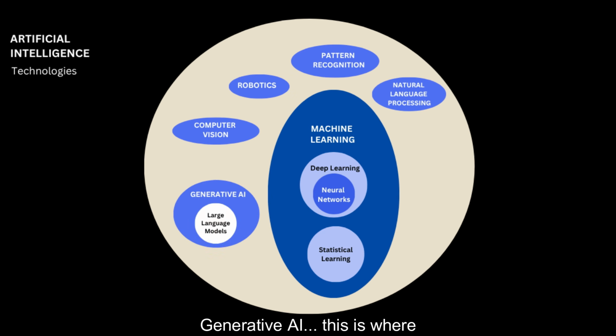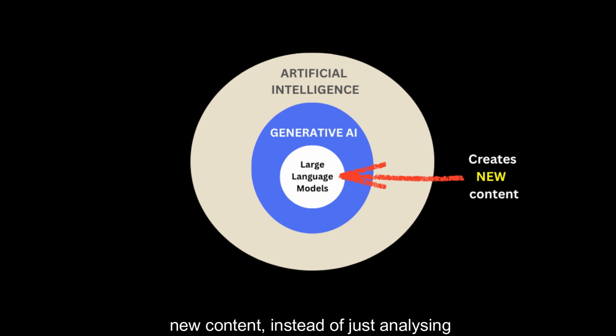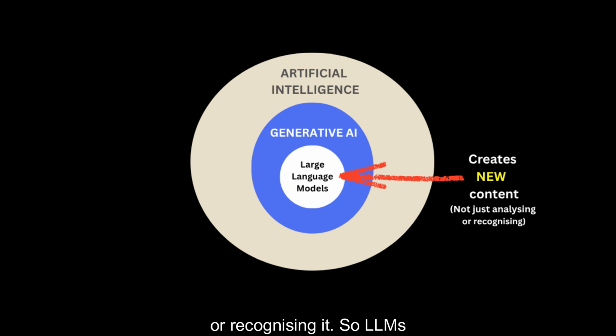And generative AI, this is where AI creates new content in the form of text, images, and music. Now, the examples you might be familiar with or have used are ChatGPT and similar large language models, DALL-E for images, and Midjourney as well. They're a subset of AI that creates new content instead of just analysing or recognising it.